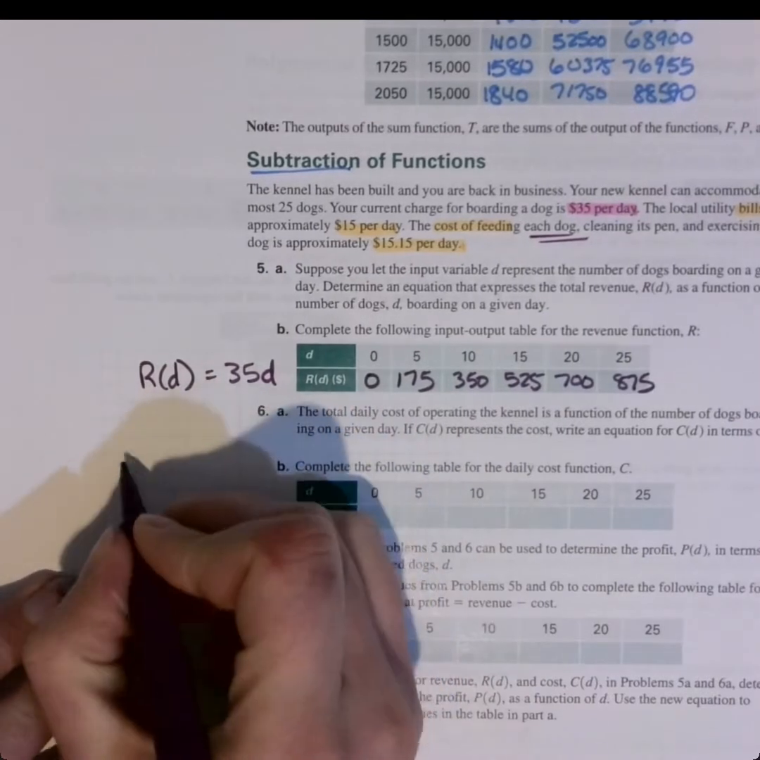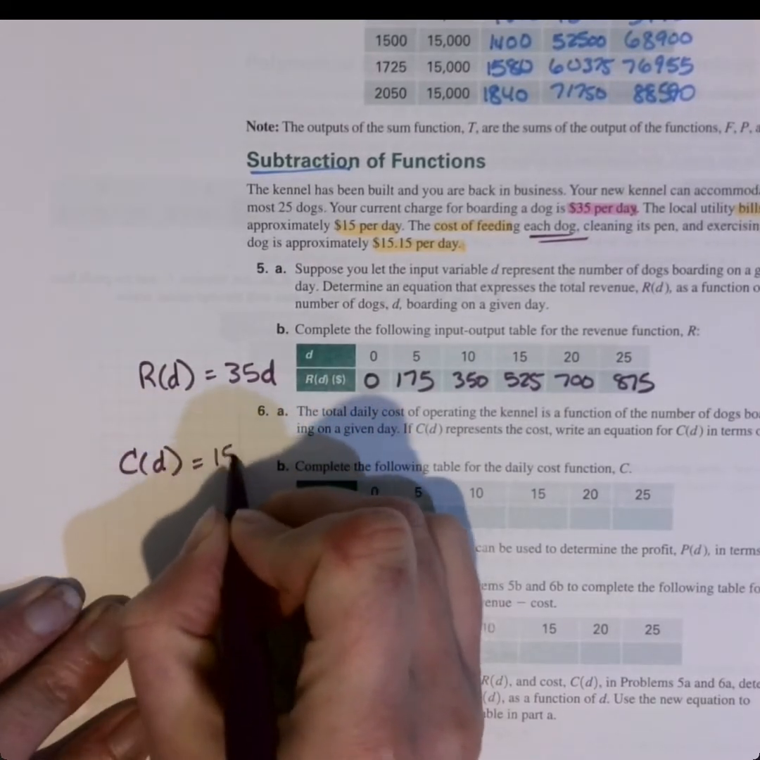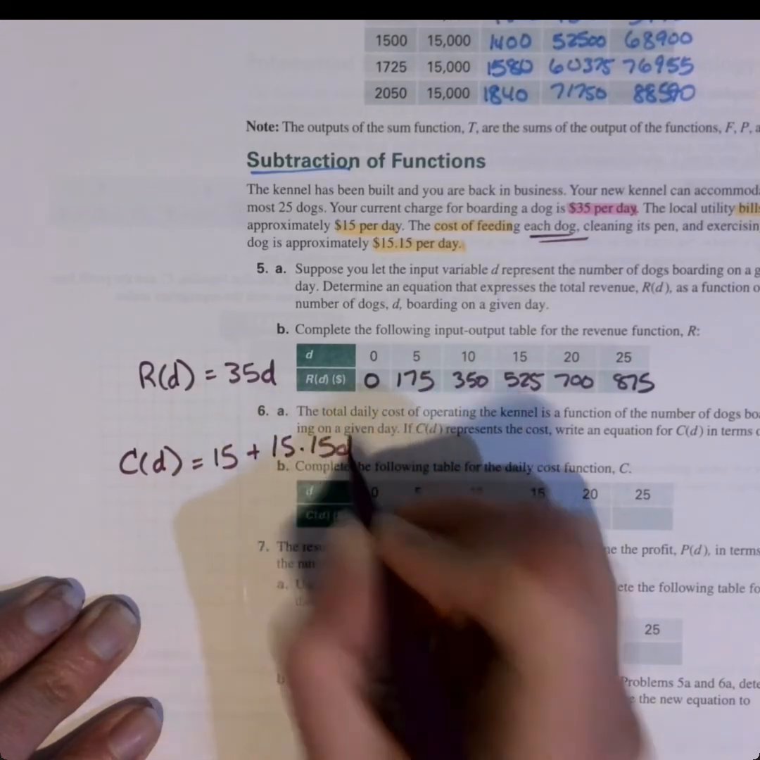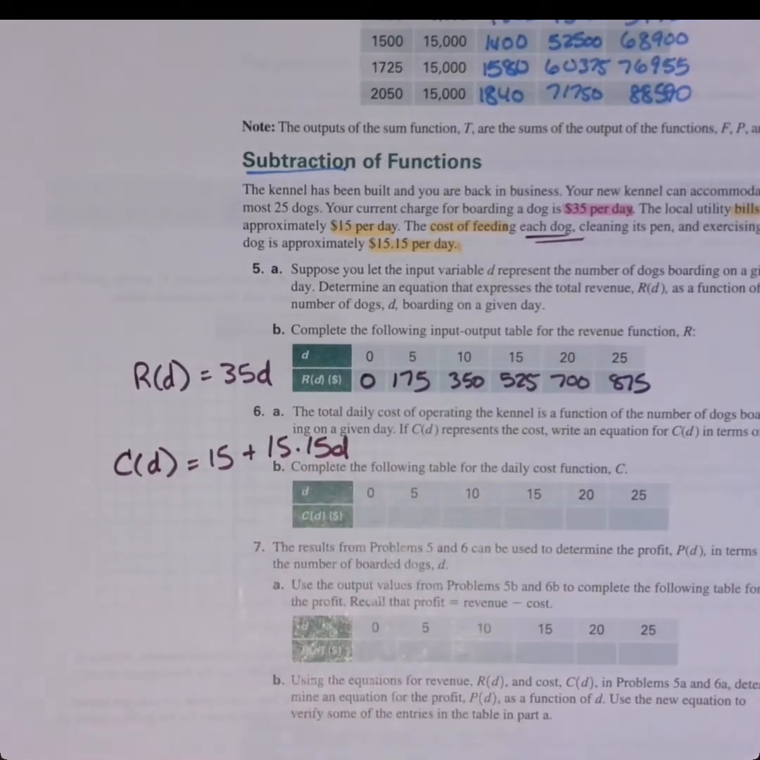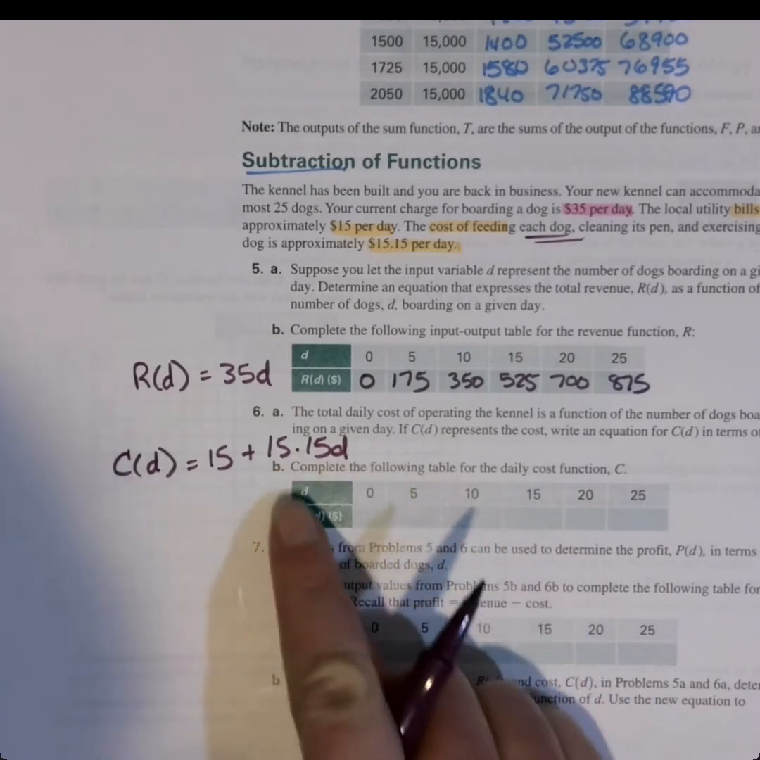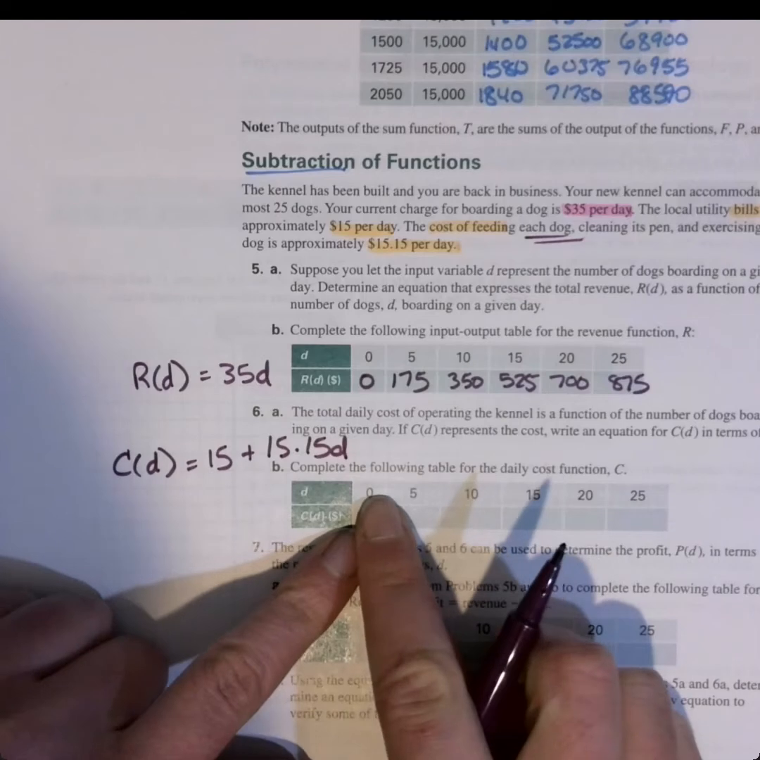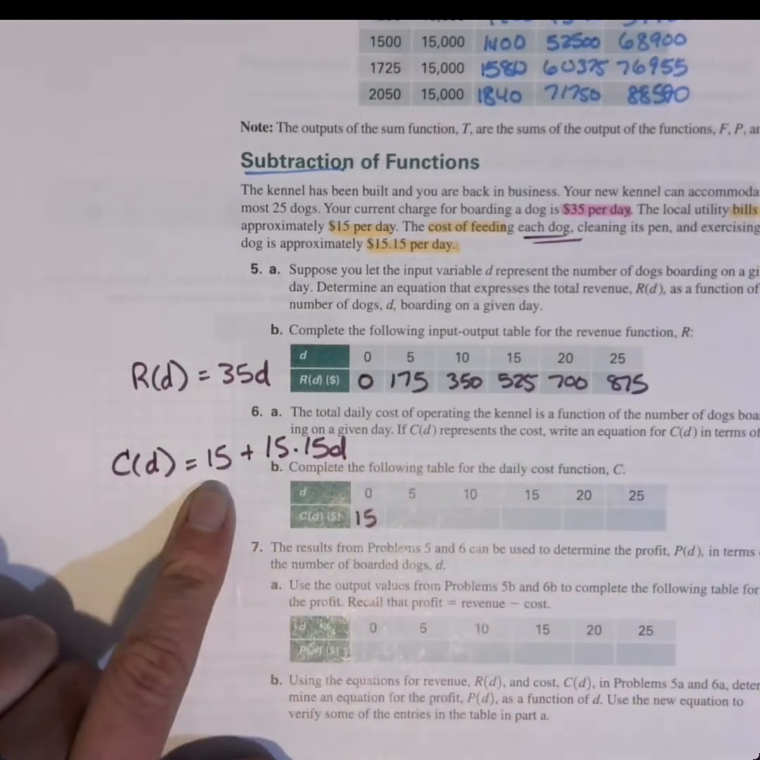So my cost function is going to cost us $15 per day plus $15.15 per dog. So I have an initial value and I have a variable. So I have my slope right here, the 15.15, because it's per dog. So I have my rate of change here. All right, so if I have 0 dogs, my costs that I will incur are $15 because I still have to pay for the utilities.